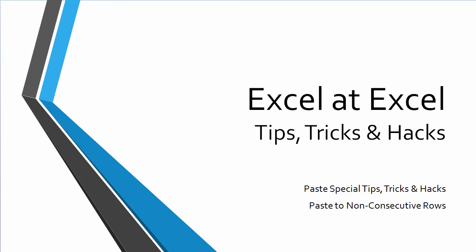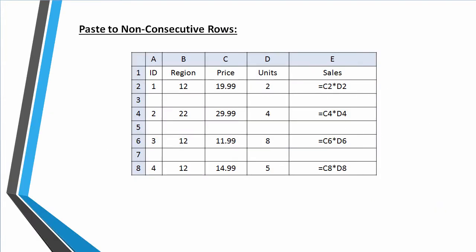In this video, we will cover Paste Special Tips, Tricks, and Hacks, Lecture 5, Paste to Non-Consecutive Rows. Suppose we have a spreadsheet that has data in every second row as shown. Column E contains a formula that calculates the total sale value by taking the price in column C multiplied by the units in column D.